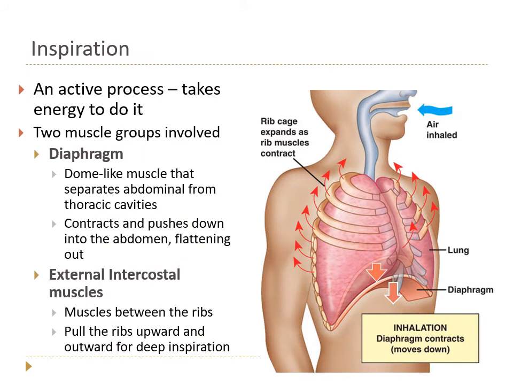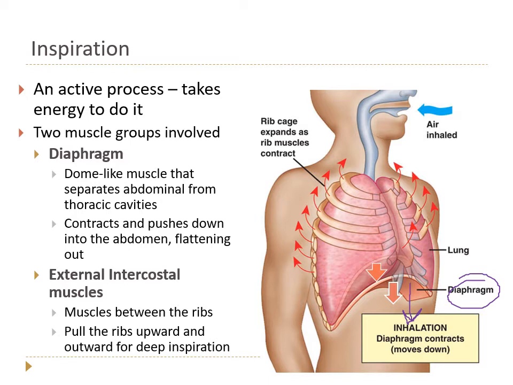So it actually turns out that inspiration is the active process that requires energy. So for most of the time, when we're doing quiet inspiration, what happens is that our diaphragm over here is going to contract. It's this dome-shaped muscle, and when it contracts, it moves downward. So it's kind of like the plunger on a syringe, right? So the diaphragm moves downward, pushes down into the abdomen, and that creates negative pressure inside the thoracic cavity.